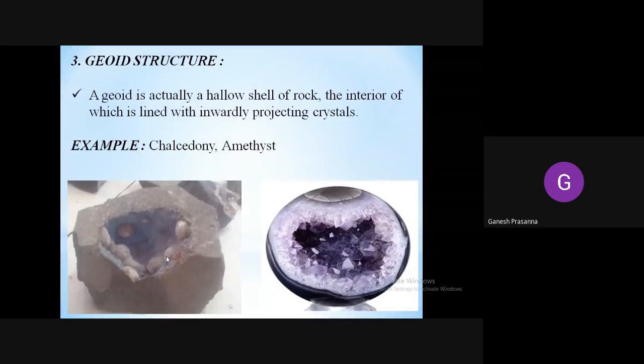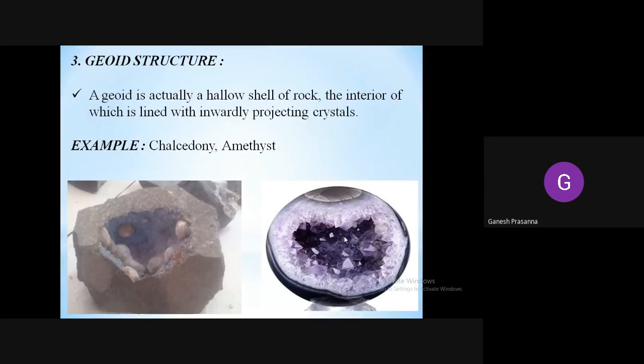So coming to the geode structure, it is a hollow shell of rock, the interior of which is lined by crystals. On the outside, it is simply just a rock. When you break it open, you can find beautiful crystals. This is an example of an amethyst or a blue sapphire, which is usually seen.